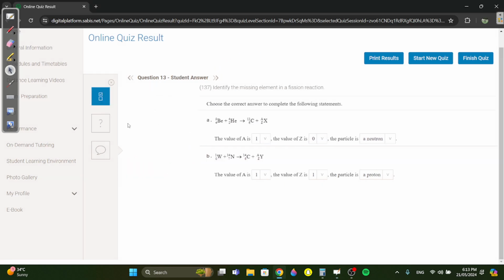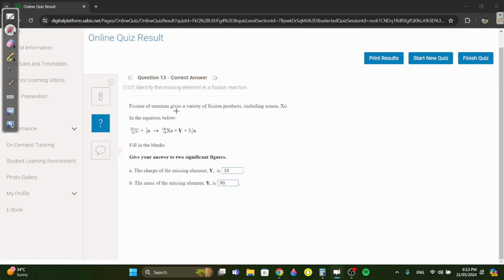Question 13. What is the charge of the missing element here? Very easy, 92 here. Here you have 54, right? So 92 minus 54 is going to be 38. Then mass 236 here. Here you have 143. And here you have 3 times 1, which is 3. So here you have 146. So you do 236 minus 146, you get 90.